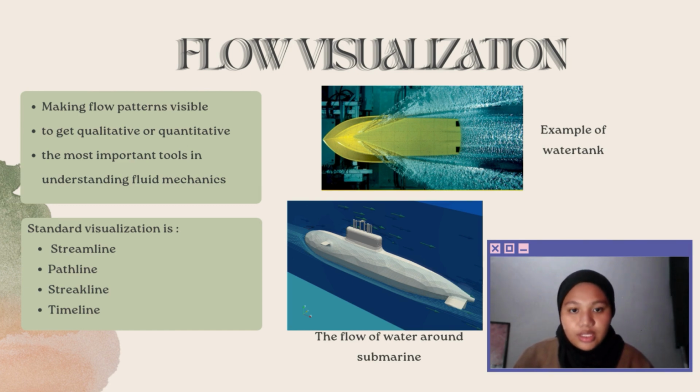So an example of flow visualization is the water tank. Water tank testing for hydrodynamics is so important, and the pattern is detailed with facilities to capture the shot. The experiment is carried out at different speeds to find the best operating speed for a hull. And lastly is the flow of water around a submarine. So flow types are three, which are laminar flow, transitional flow, and turbulent flow.